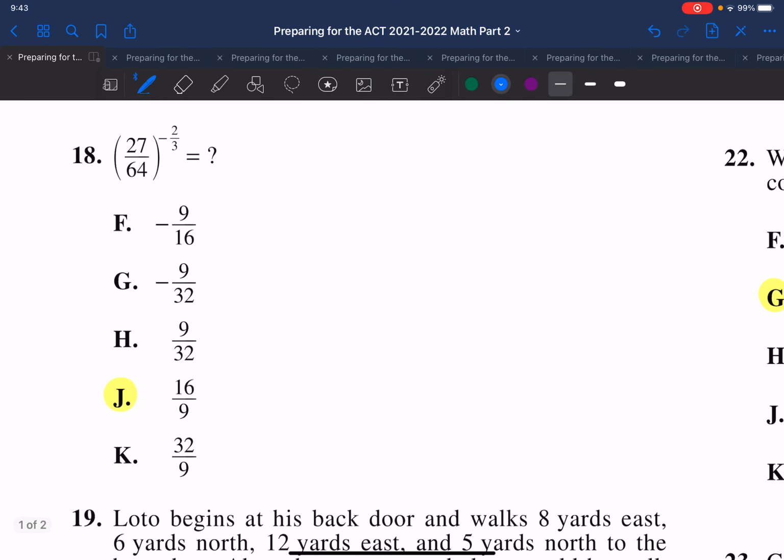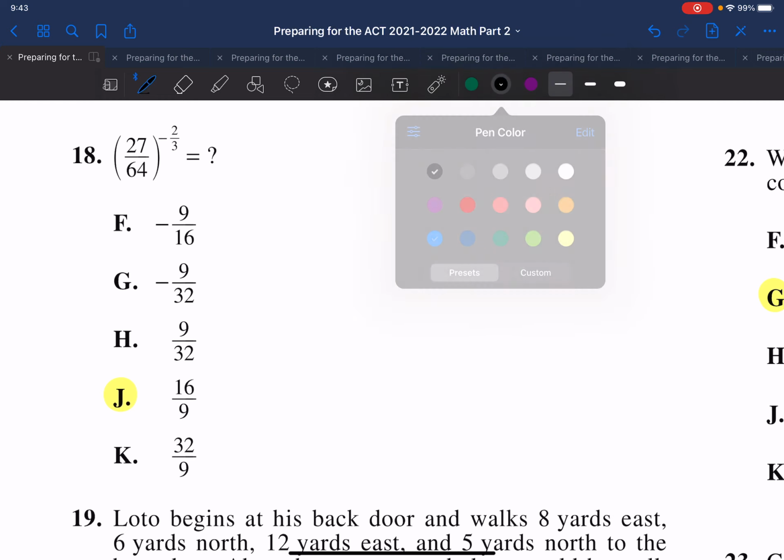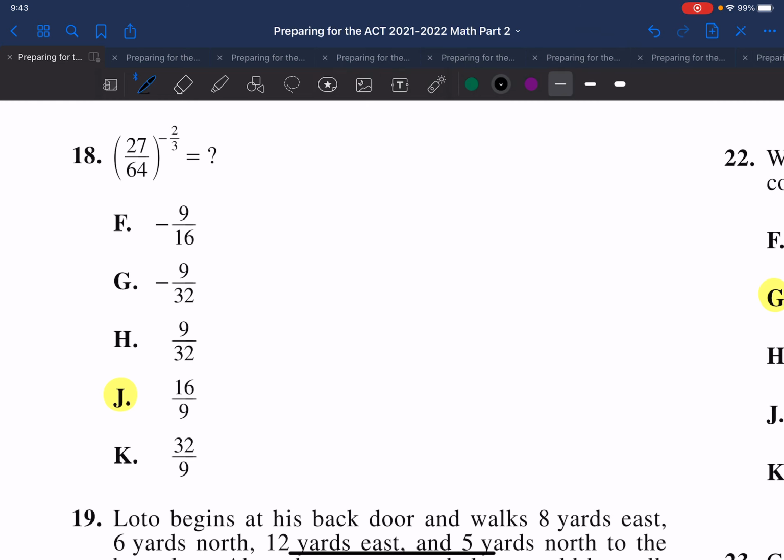Number 18. Here we have 27 over 64 to the negative 2 over 3. Now, if you have a calculator, you probably reached for that and typed it in. And there's absolutely nothing wrong with that. The thing you have to realize, though, is you have to be sure that the calculator understands that this whole thing, the whole negative 2/3, is an exponent. So here's how you should have typed it in.